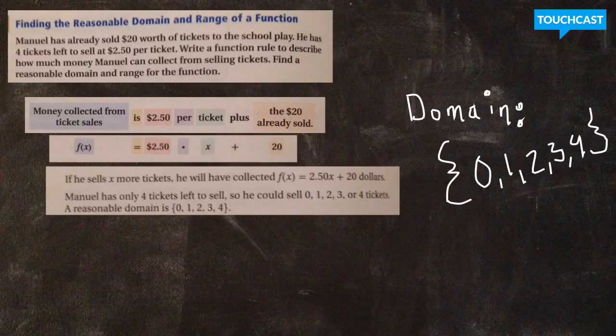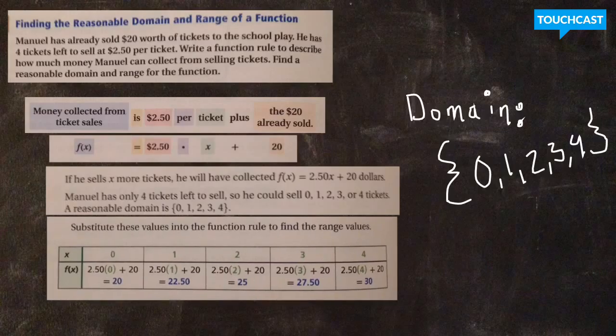Now to find the range of this situation, we can simply substitute the values we found for our domain into our function rule, which is right here in this table. So if Manuel sells 0 tickets, we could go $2.50 times 0, which is 0, plus 20 to get a range value of 20. If he sells 1 more ticket, he could make a total of $22.50.